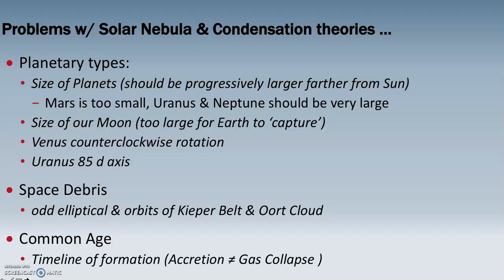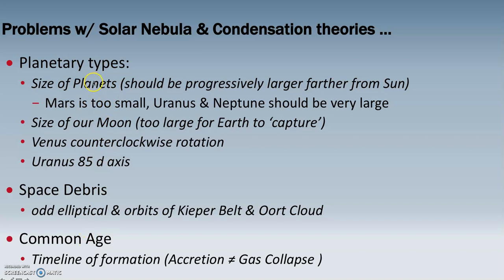So now we've got these two models that have explained rings and have explained a bit about the debris. But we still got some problems here. We've got some problems with the solar nebula and some problems with the condensation theories and even with the rock building theories, the planet building theories. And if we go down our characteristics, we've got problems in planetary types, in space debris, and in common age. Let's go over a little bit the planetary type problems.